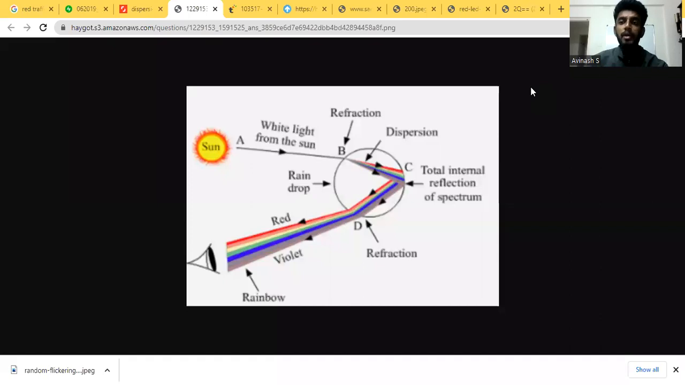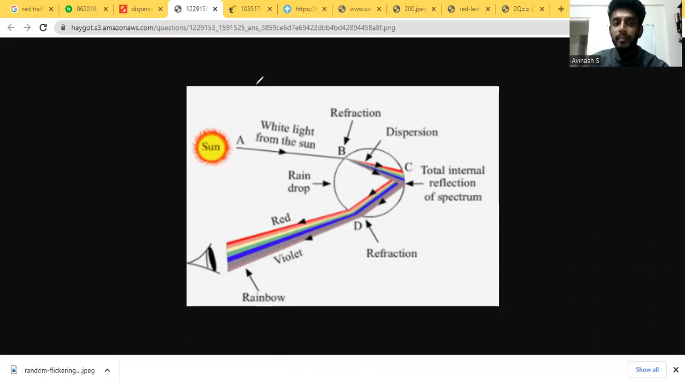So we saw how dispersion happens in a glass prism, how white light is getting split into 7 constituent colors and how it can be recombined again to get white light. The next topic that we're going to see is called rainbow formation. Rainbow formation is also a phenomenon which is based on refraction and all of that. So this is a diagram which explains how a rainbow is formed.